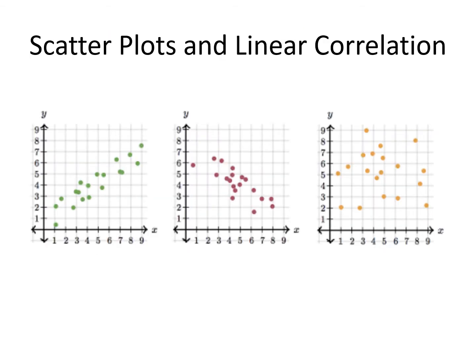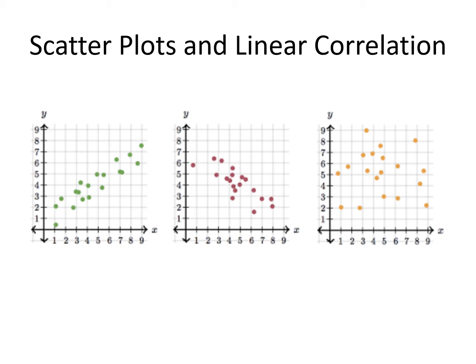So you may remember looking at scatter plots maybe in middle school. Today we're focused on scatter plots and linear correlation. So we have 3 graphs here, and each of these graphs represents something different. We have a green, a reddish, and a yellow-orange one. As we look at each of these, we want to talk about the different types of correlation that we see.